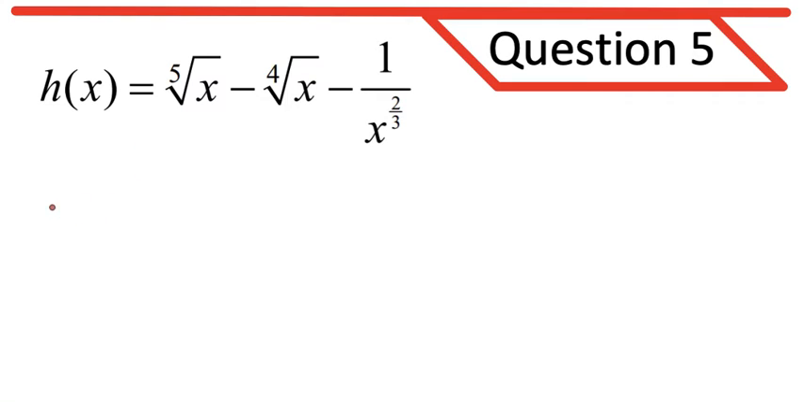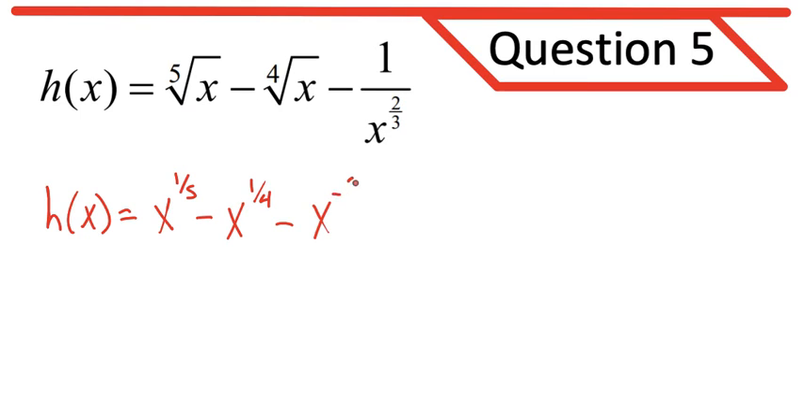Number 5. Once again, we're going to do the same first step. We're going to rewrite each of the x's so that it's in terms of an exponent. The fifth root of x is x to the power of 1 over 5. The fourth root of x is x to the power of 1 over 4. And then 1 over x to the power of 2 over 3 is x to the power of negative 2 over 3. When we take the derivative, we're going to multiply by the exponent, 1 over 5 times x, and then we're going to subtract 1. 1 over 5 minus 1 is negative 4 over 5.